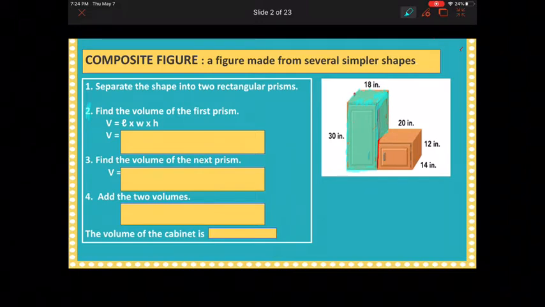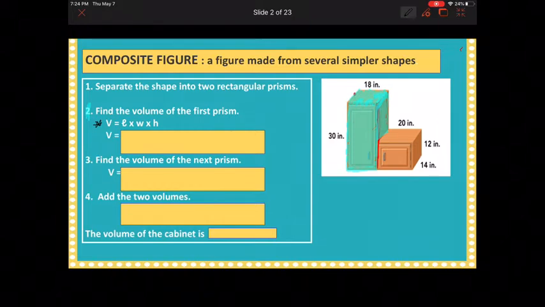Find the volume of the first prism. All right, so that we know how to do. We find out the volume right here. Length times width times height. So what is our length? I like to consider length left to right.